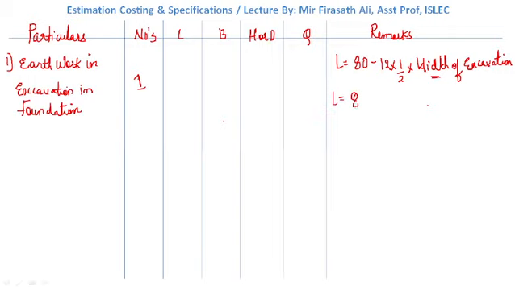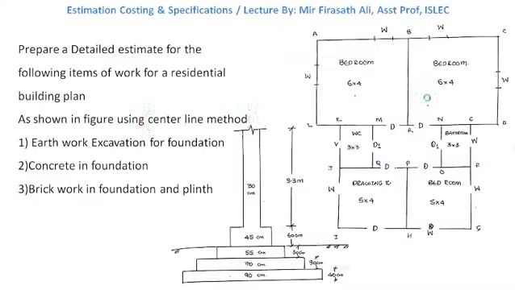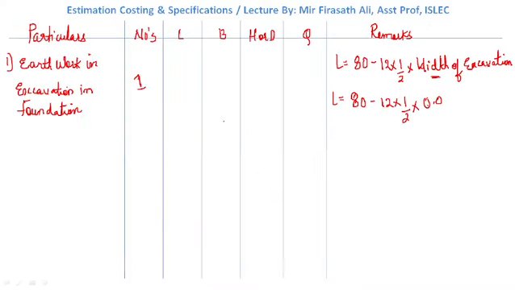Length is equal to 80 minus 12 into 1 by 2 into 90 centimeter, write it in meter, 0.9. So, when we solve this, we get the value of L: 2 sixes are 12, 1 by 2 of it is 6, so 80 minus 6 into 0.9, we get the value as 74.6.